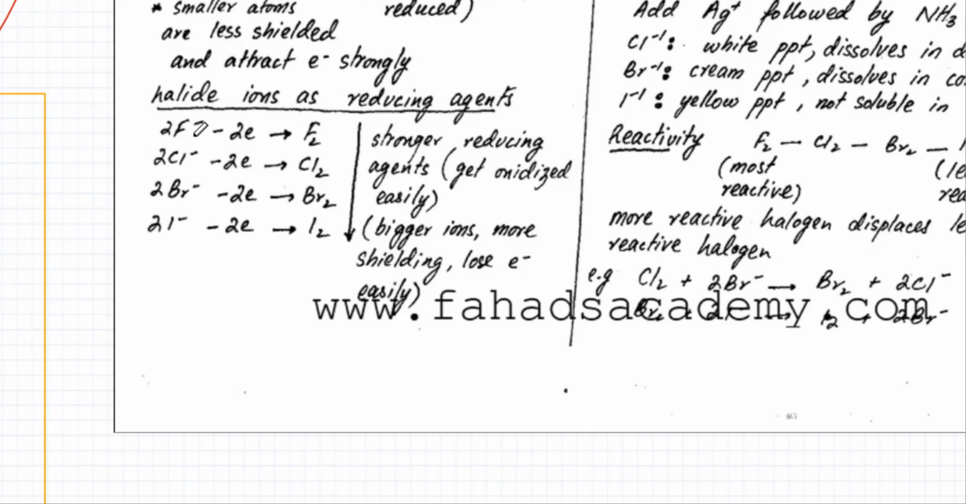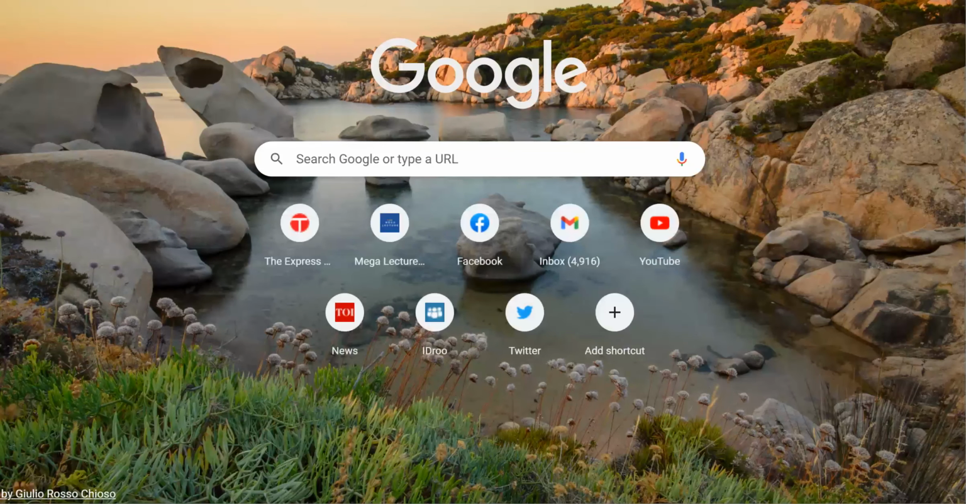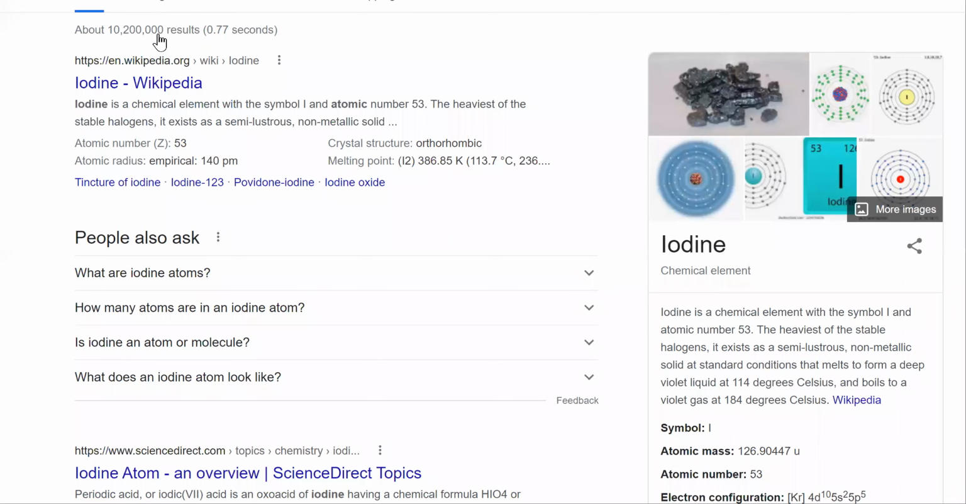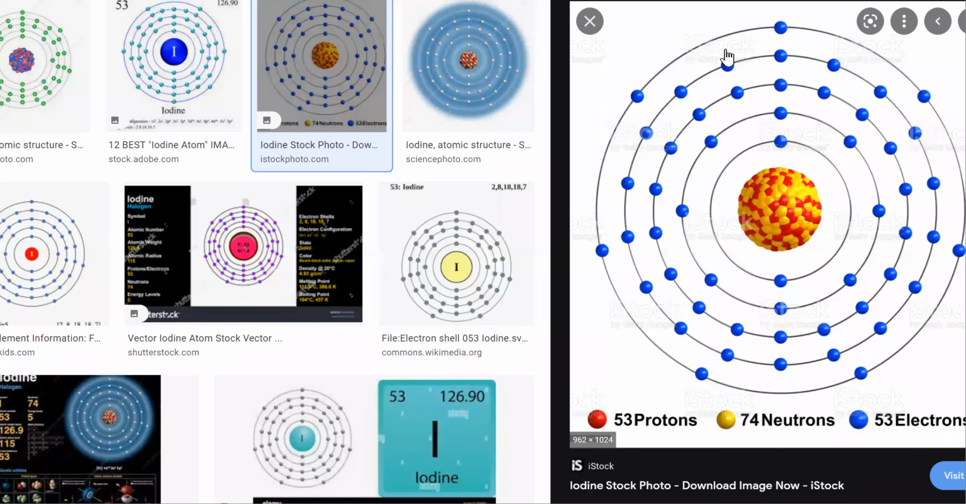Same applies to Cl-1 to an extent. If you have Cl-1, it doesn't like to lose electrons. Its nucleus would be very strongly attracted to those electrons. But if you look at an iodine atom, the iodine atom is surrounded by electrons. If there's even one extra electron anywhere, it would be very easy for it to lose that electron because it already has too many electrons. Is this clear?